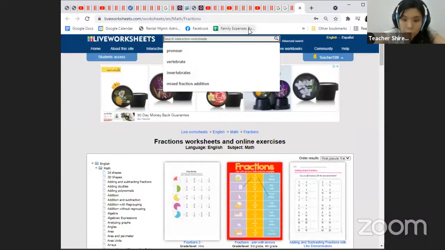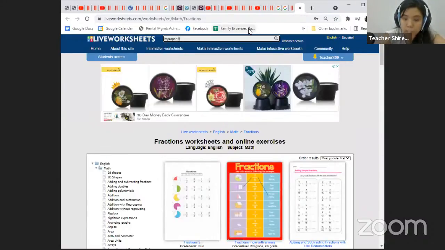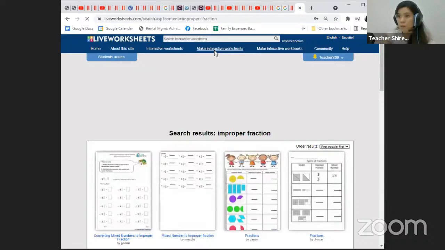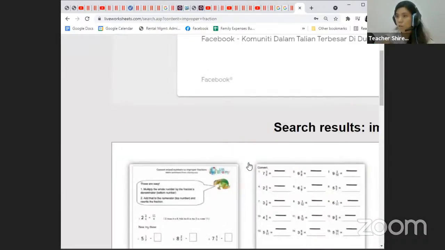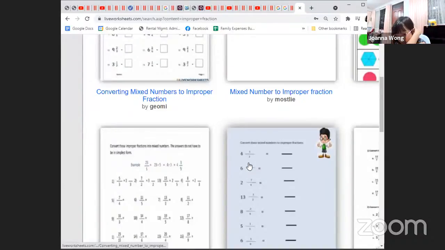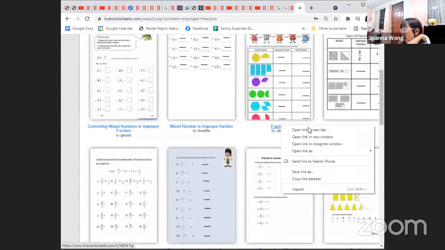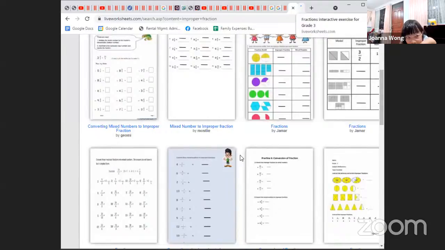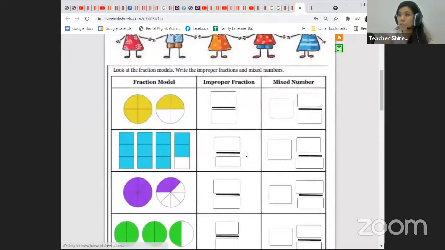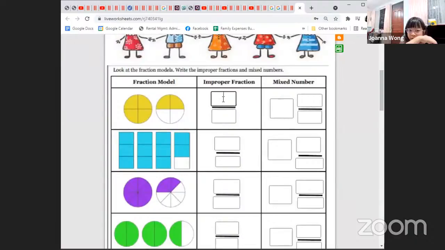Let me give you an improper fraction. What is it? Improper fraction. So this is what over what? 1, 2, 3, 4, 5, 6, 7, 8 over 1, 2, 3, 4, 5, 6.